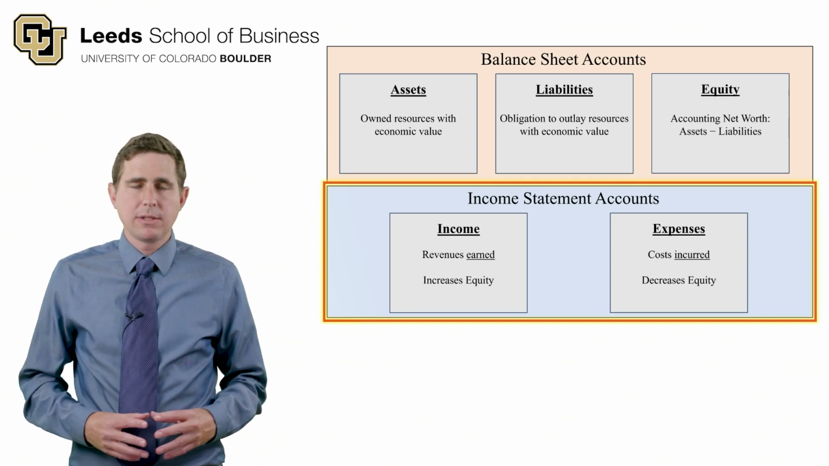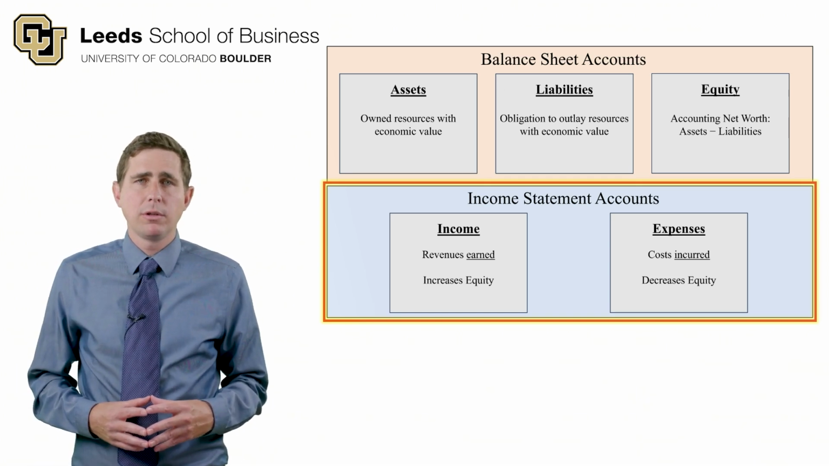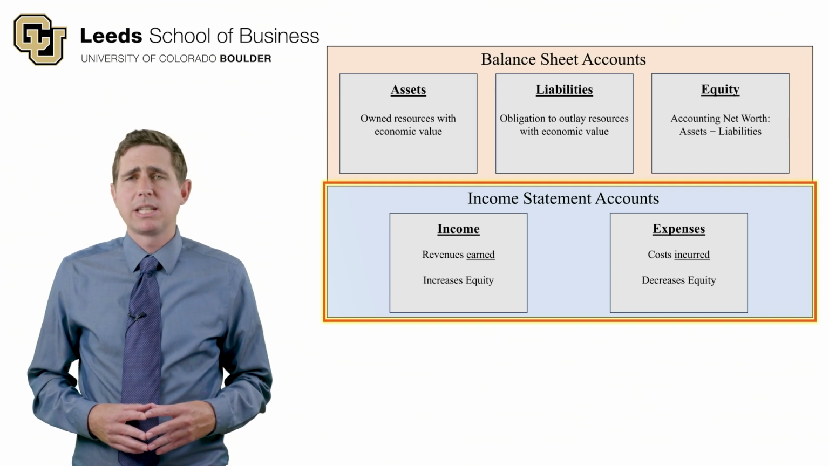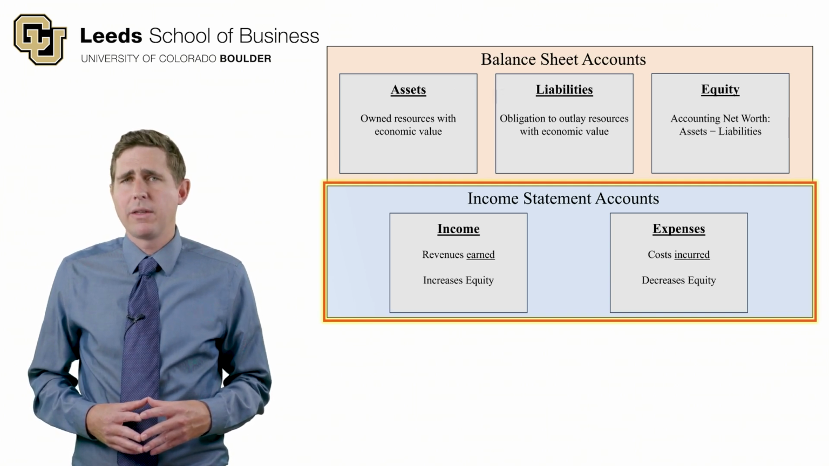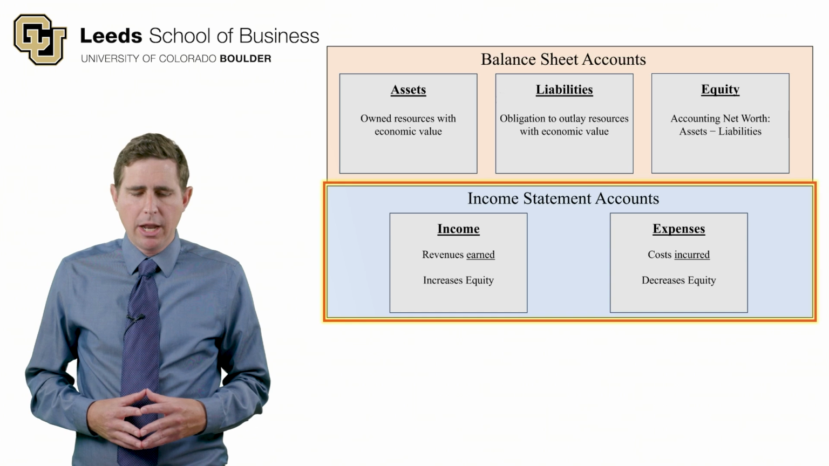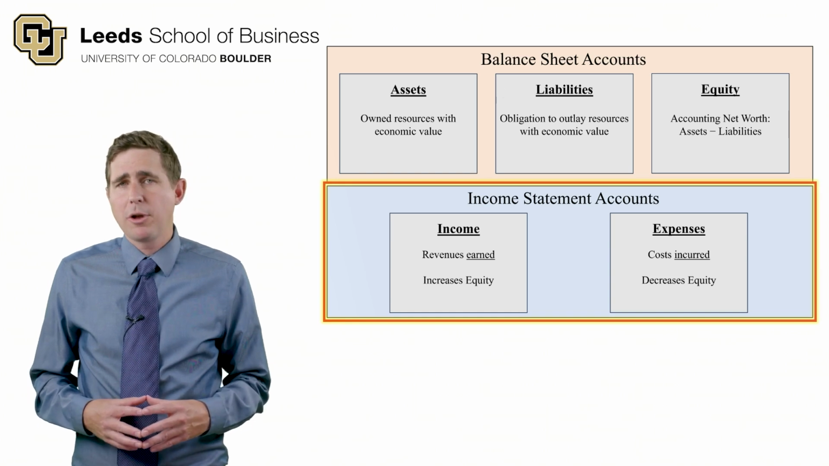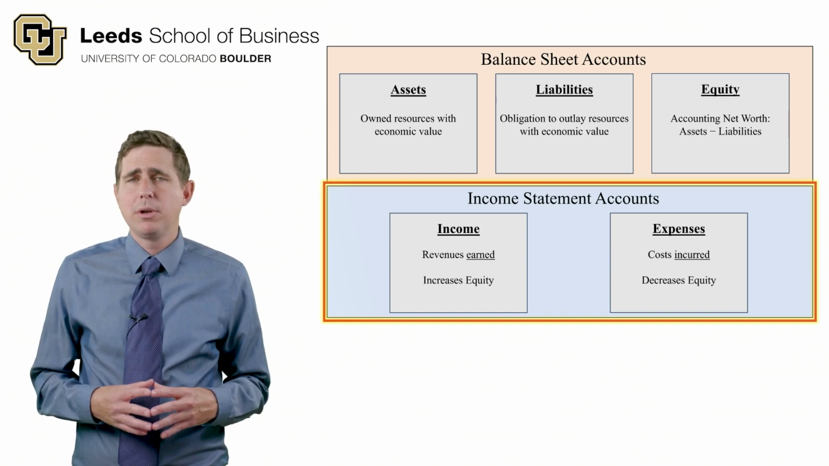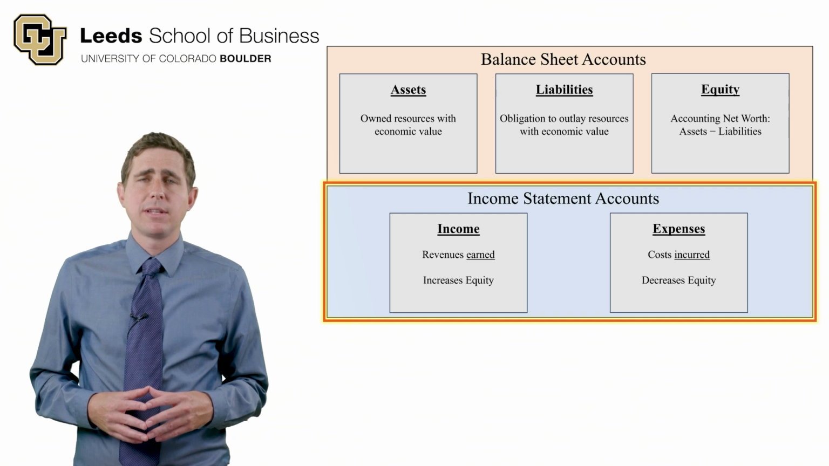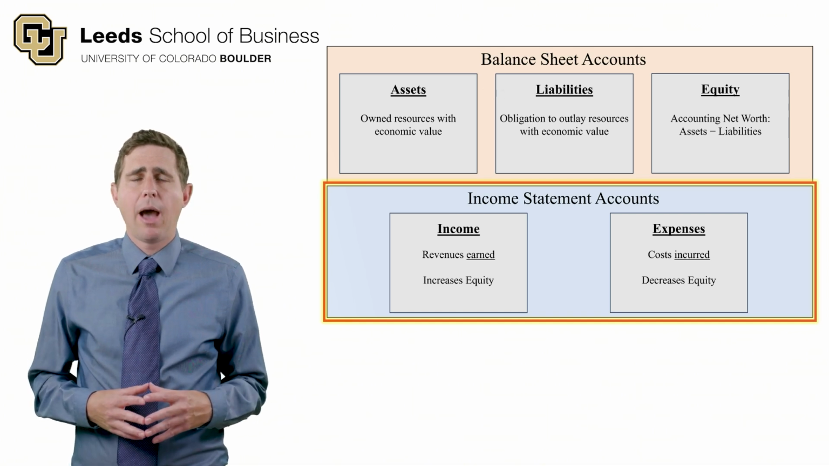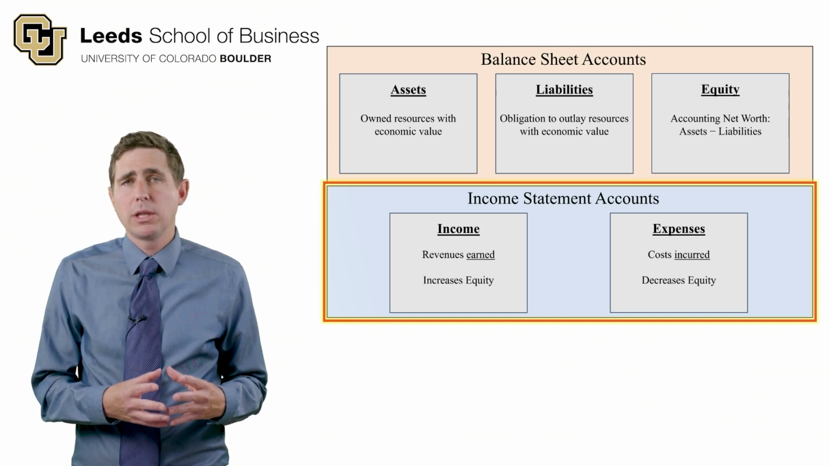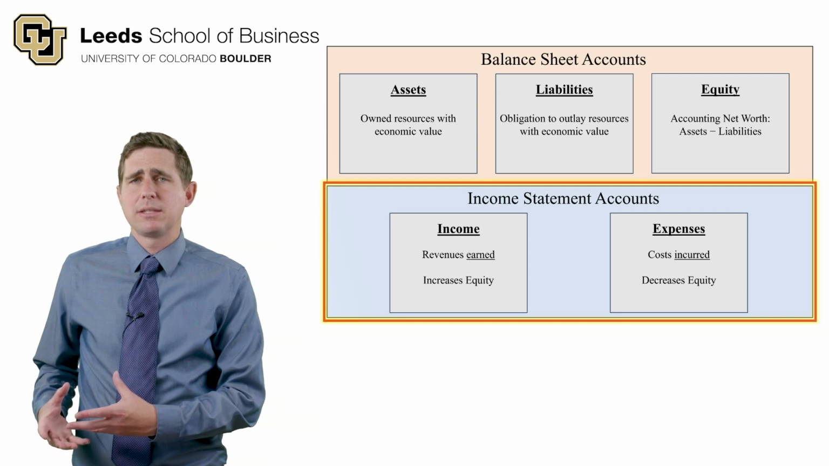Remember the definitions: income accounts are revenues earned and they increase equity. Expenses are costs incurred by the company, they decrease equity. And all of these amounts are kept track of over a specified period of time. In this class, we're going to be focused on years. And so how much income did the company have during the year minus how much expenses did the company have during the year.